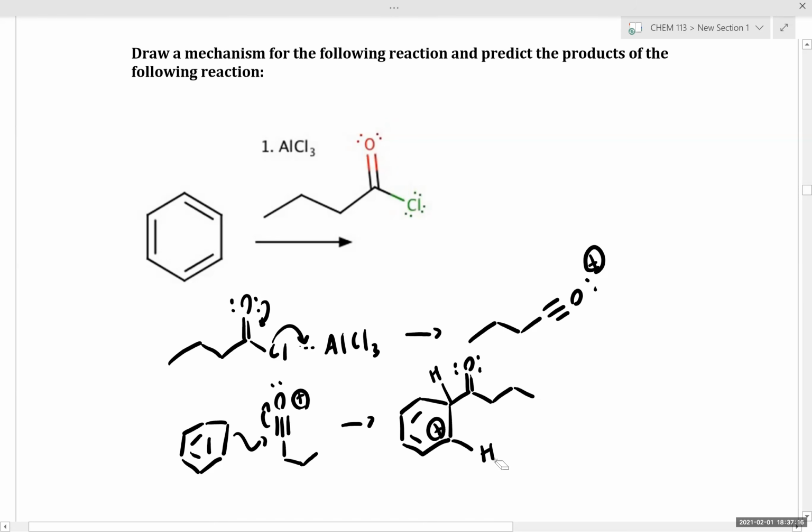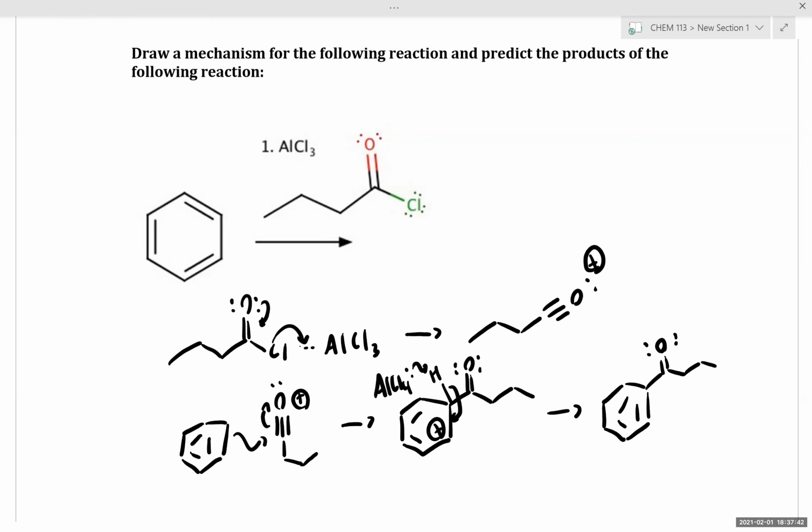We generate our carbocation, and in turn, our base is going to pull off a proton, promote elimination, and in turn regenerate our aromatic ring. Does this make sense to everyone? Does this mechanism make sense? Any questions on this mechanism? The pi bond in the ring is our nucleophile. Our acylium ion is the electrophile.